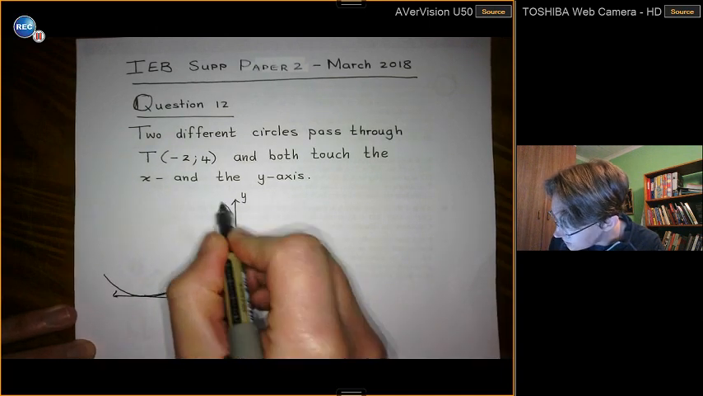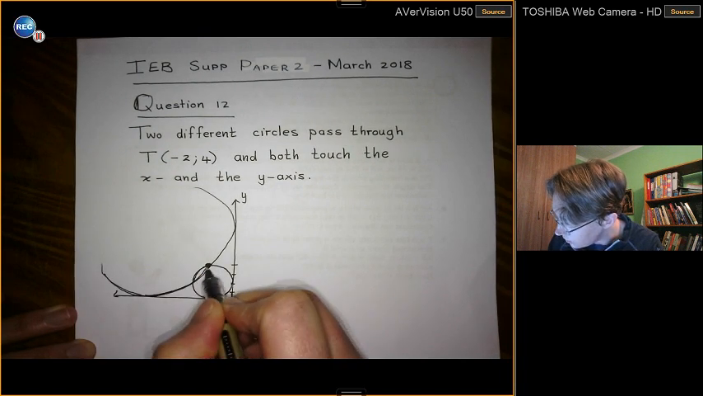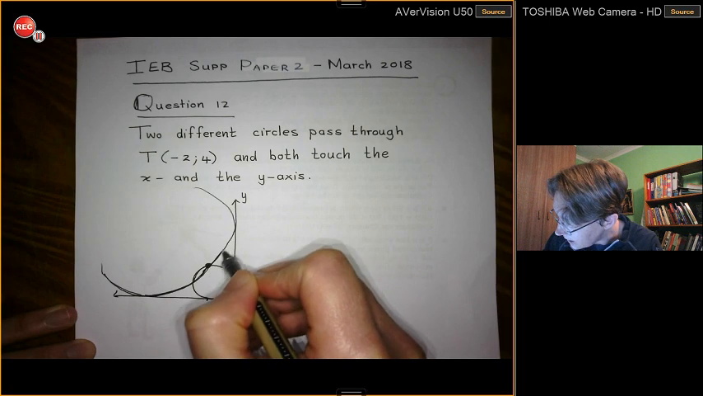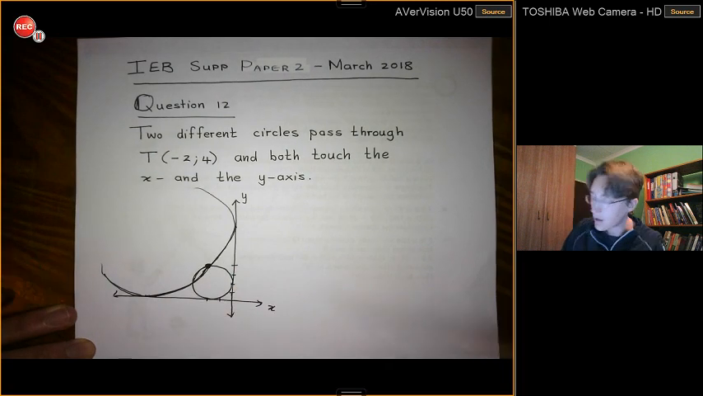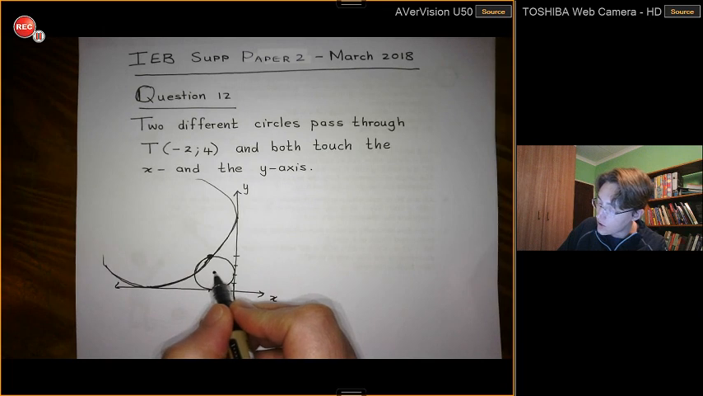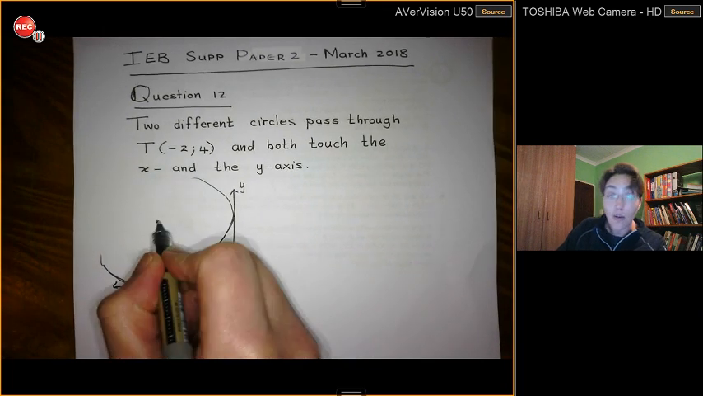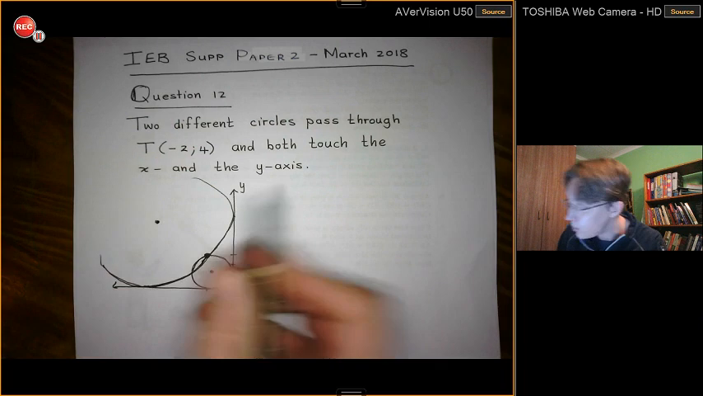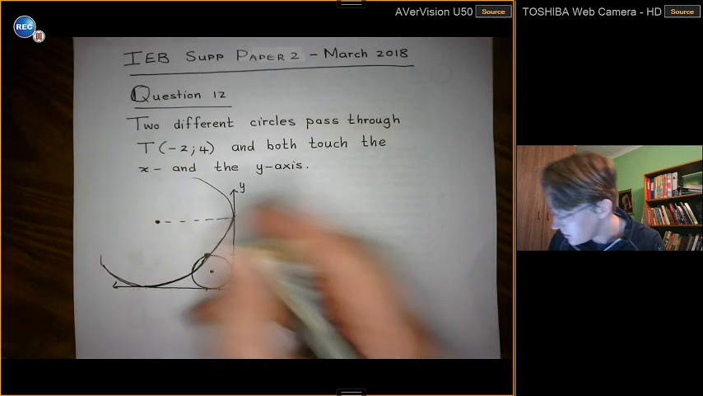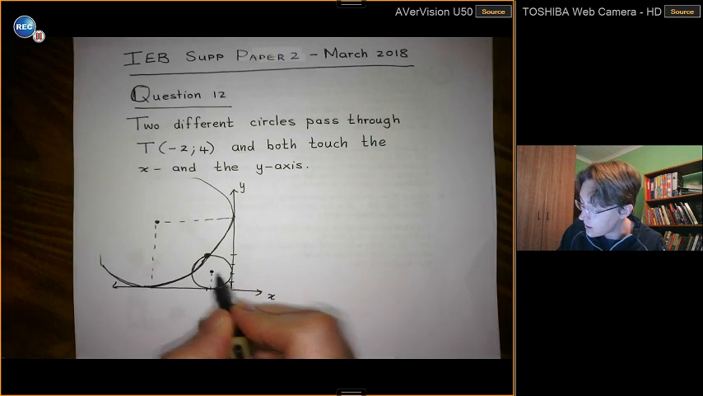There'll be a second circle that will go through that point T as well, and it will touch over there, and it will touch over there. So we've just had the discussion that if I look at the center of this circle and the center of this circle, I know that the center will reflect the radius and the radius, just like over here it will reflect the radius and the radius.